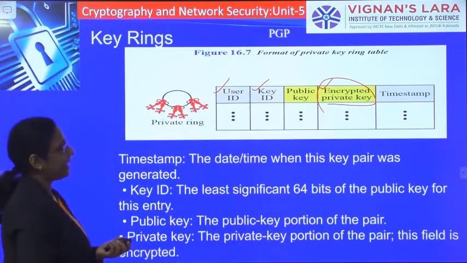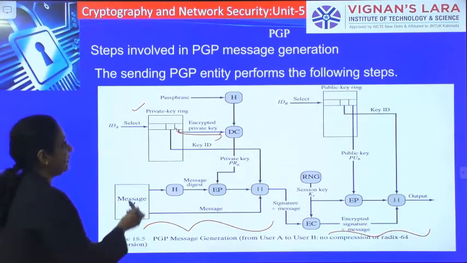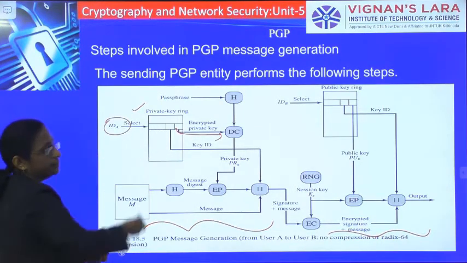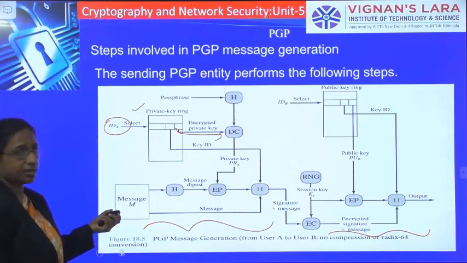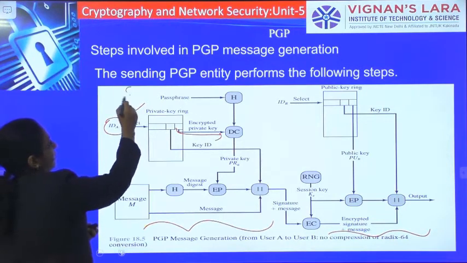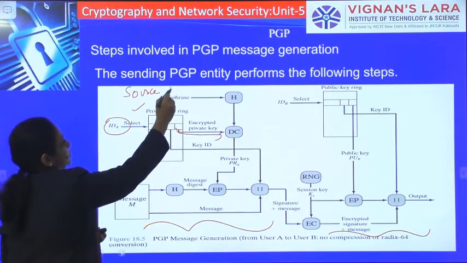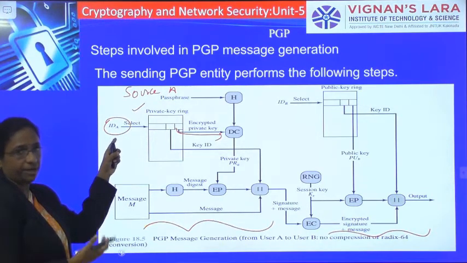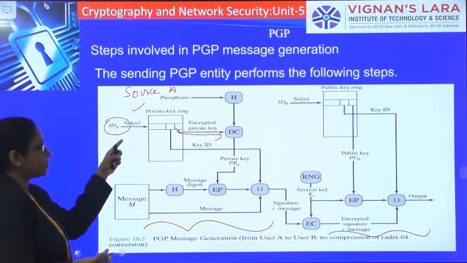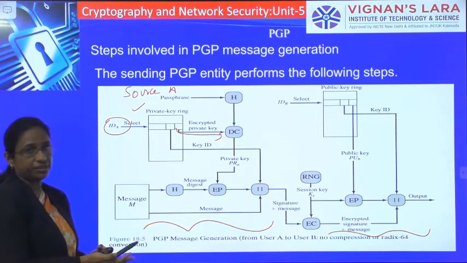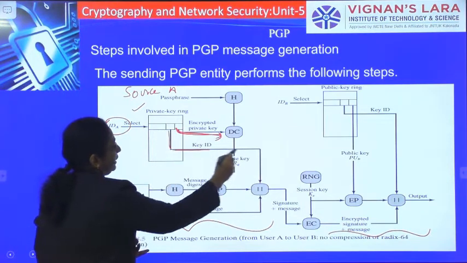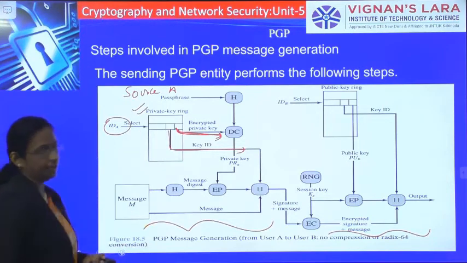To get that private key, we will be searching for this ID. Since this is the source A, based upon the user ID of that source A, we will be searching for the private key and key ID. Then we will be getting this encrypted private key and key ID from this private key ring.